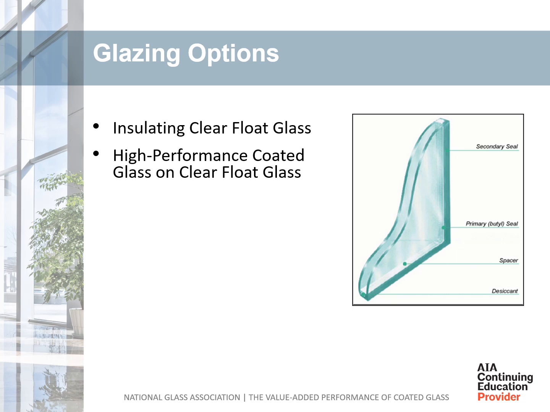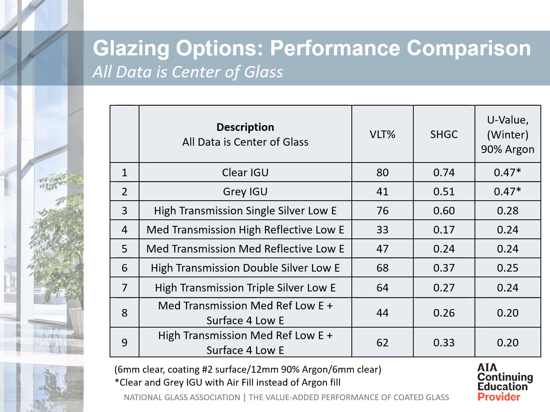Insulating clear float glass is to be compared with high-performance coated glass on clear float glass. This chart shows a performance comparison for various glazing options. Different applications and different regions of the country use different combinations of glass in the IGU to maximize the benefits desired. For instance, the chart shows that combining a Surface 2 and Surface 4 low E coating in an IGU provides the best U factor with a fairly high visible light transmission. The numbers referenced on the vertical axis will be used again in subsequent slides.